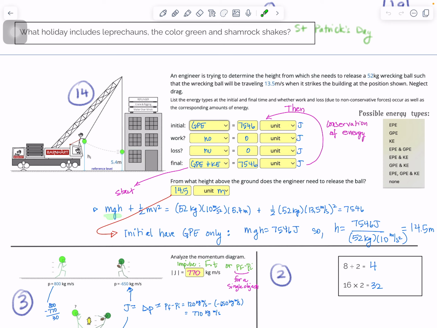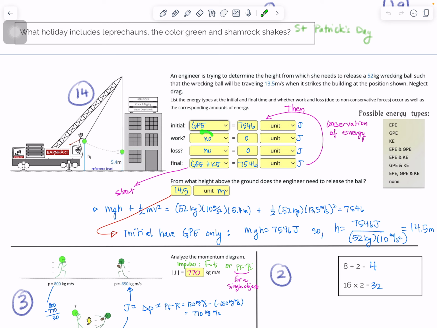mgh is my GPE, 1/2 mv squared is my KE, and so these are the values that I put in for mass, g, height. And then for my kinetic energy, that's the mass, that's the velocity. I need to remember to square it. And this is what I get for the total value of the energy.